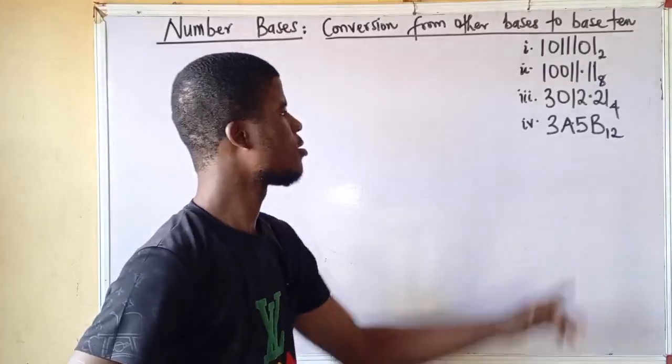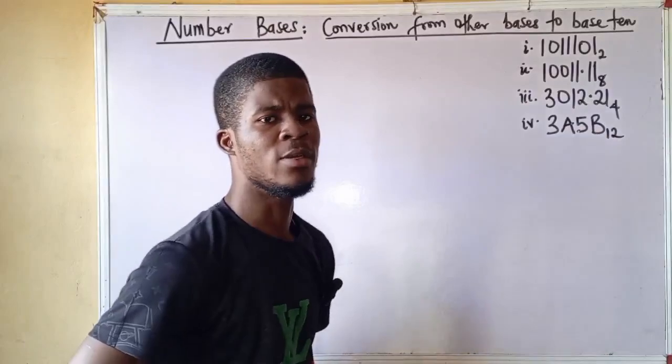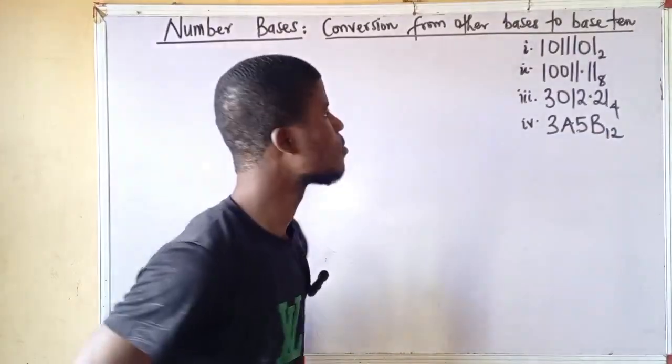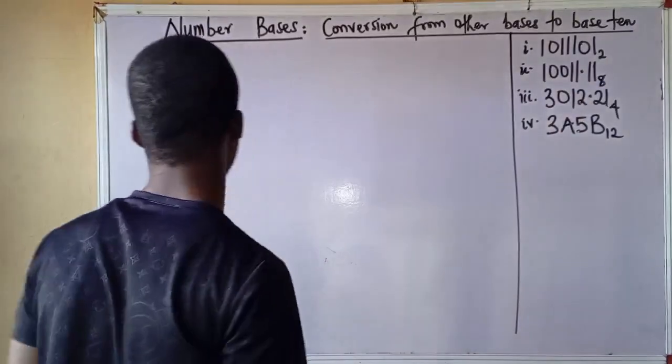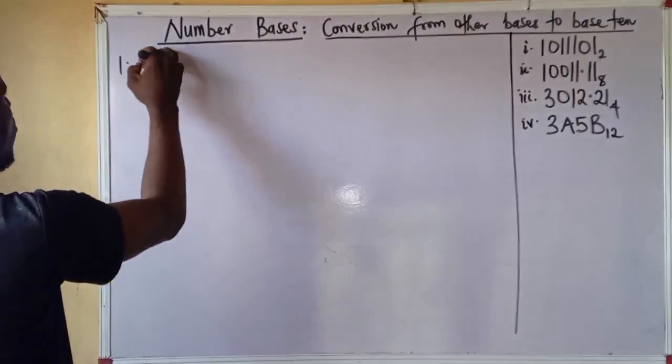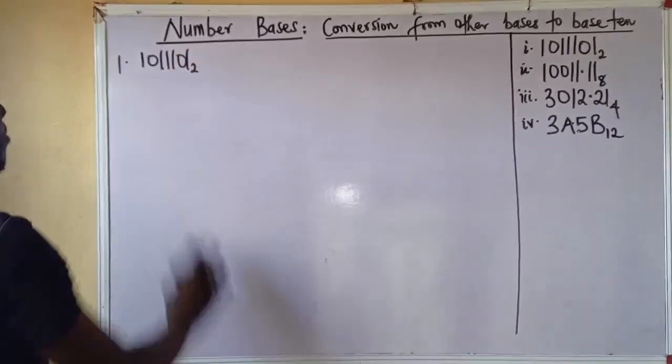How will I convert 3A5B base 12 to a number in base 10? This is it. It's actually very simple. Let's start with the first question. I want to convert 1011101 base 2 to a number in base 10.